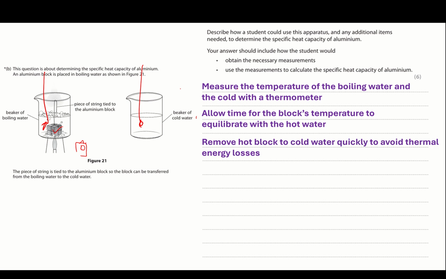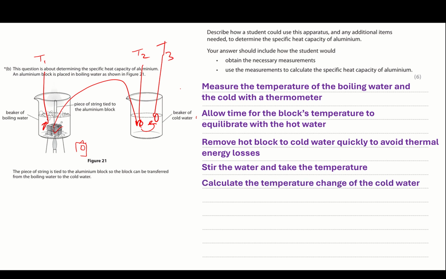When we're ready, remove that, dunk it, stir it. So remove the hot block as quickly as possible to avoid thermal energy losses. Stir the water and take the temperature again. So I'm now going to say temperature 1, temperature 2, temperature 3. Calculate the temperature change of the cold water. So that's T3 minus T2. Hoping this is making sense.